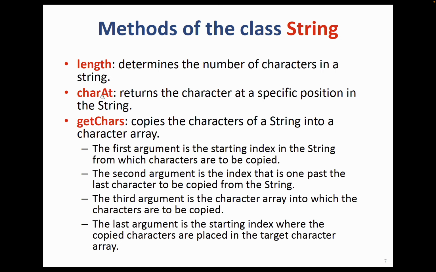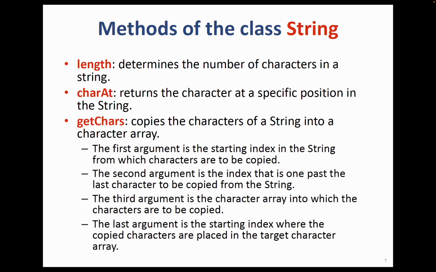How can I get a specific character in a string? I cannot use square brackets as in Python, but I need to use this charAt function. Like if I say charAt 5, then it will give me the character that has the index 5. And again, there are some other functions like getChars, which copies the characters of a string into a character array.